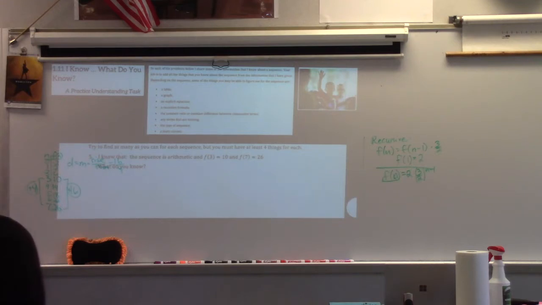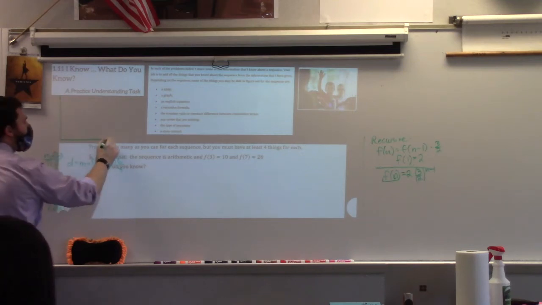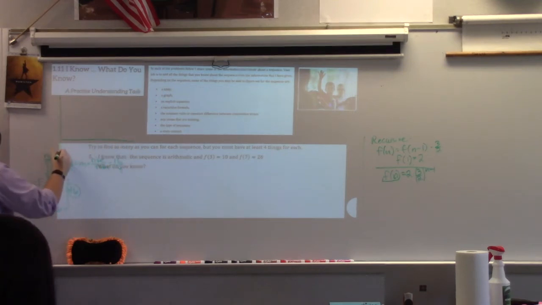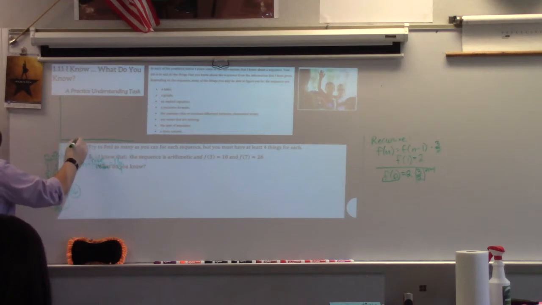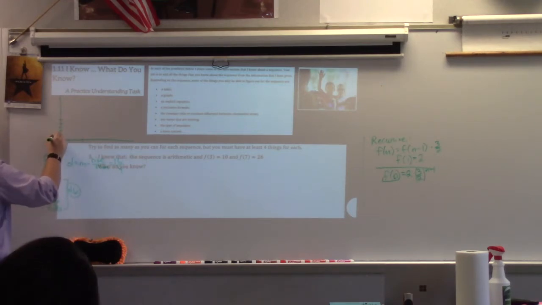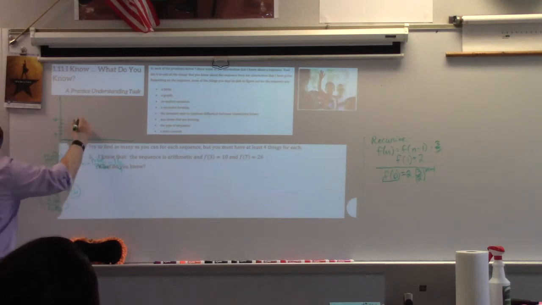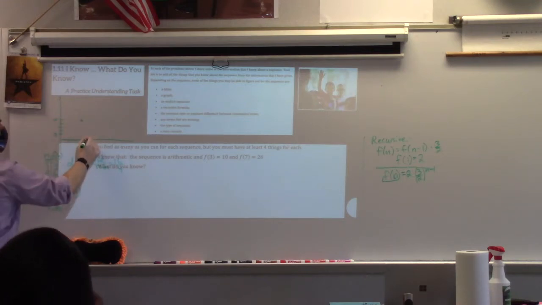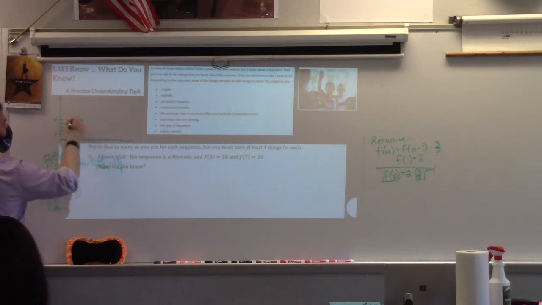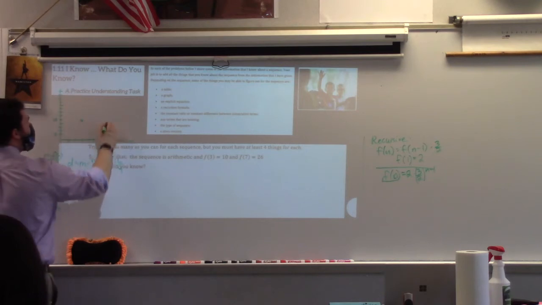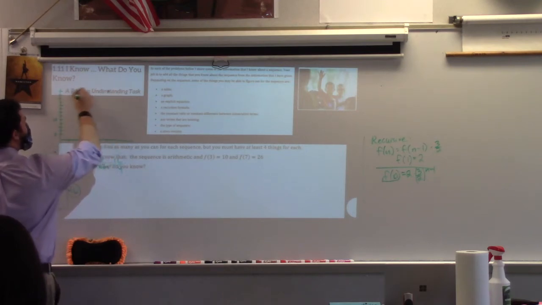What I also want to remind you of is this. You can also graph it. McKay, you eventually did that, right? 1, 2, 3. The 3rd term was 10, so 2, 4, 6, 8, 10. So the 3rd term was 10. 4, 5, 6, 7, 12, 14, 16, 18, 20, 22, 24, 26. The seventh term was 26.